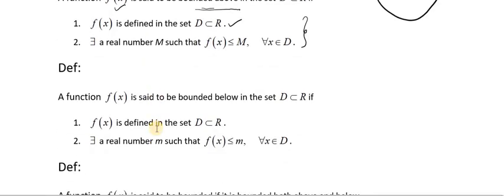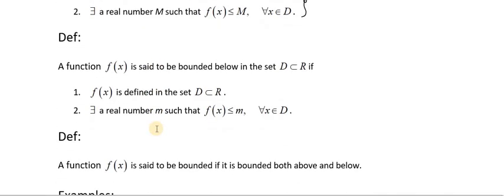Next we move on to the bounded below definition. Here also we are taking a function f of x. This function is said to be bounded below in the set D, subset of R, if f of x is defined in the set D, subset of R, and also there exists a real number small m such that f of x is greater than or equal to m for all x belongs to D.